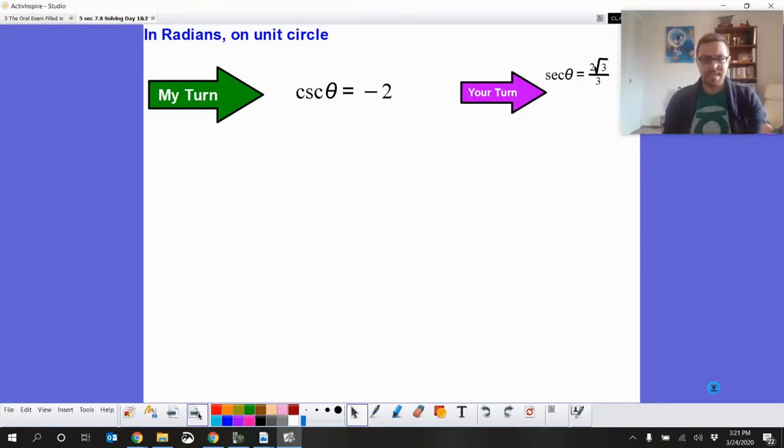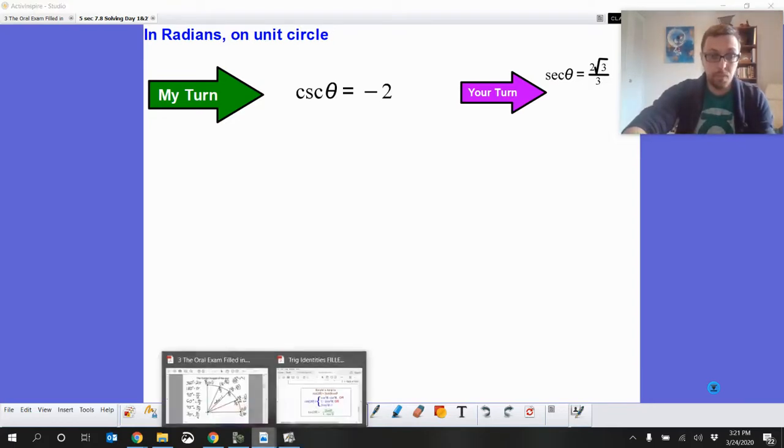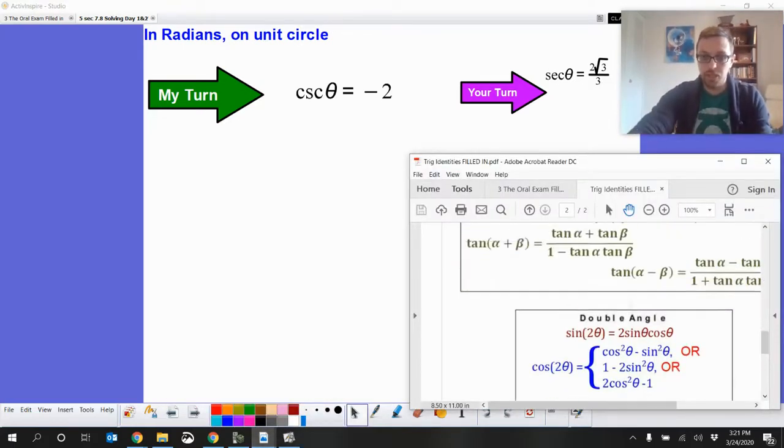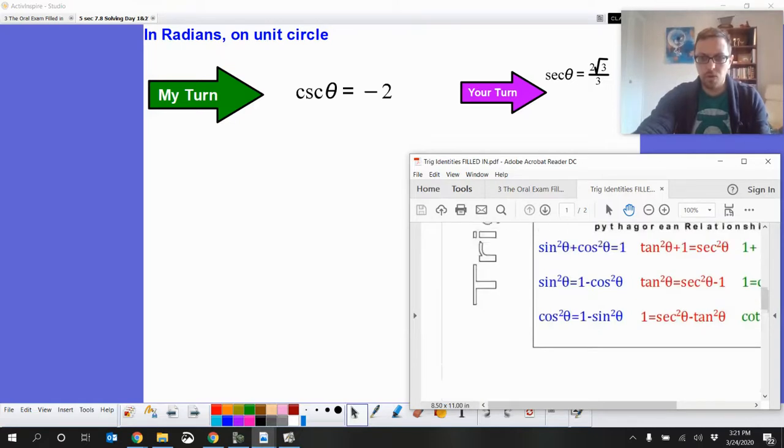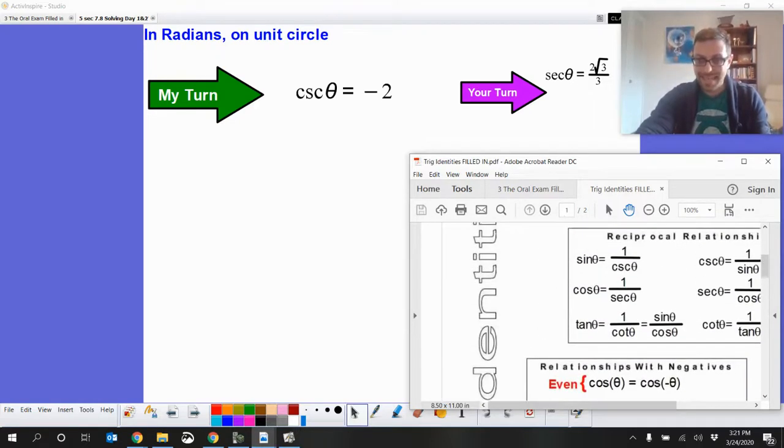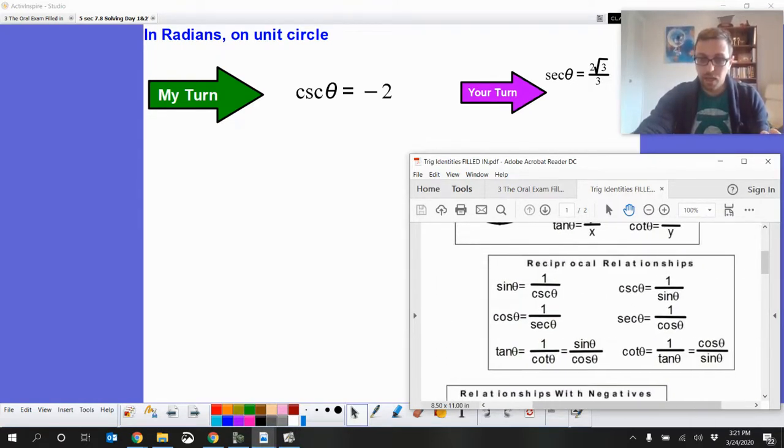So we have cosecant, but that's not one we did on the oral exam. We only did sine, cosine, and tangent. So we want to turn cosecant into something that we can do. So I'm going to pull up my identity sheet and look for cosecant to be something that I can do. And hey, look, cosecant is 1 over sine.